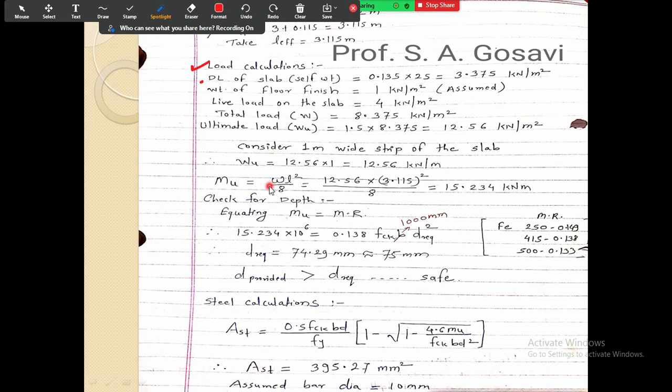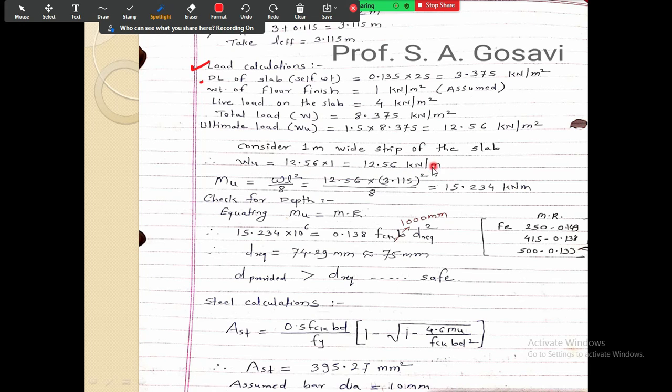So now here you can see after this 12.56 kilonewton per meter, the self weight of the slab is calculated. Then the floor finish is assumed. Then the live load on the slab, this is given in the numerical. So the total load is calculated. After that the ultimate load is calculated. Okay, and then a 1 meter wide strip is considered, and we got this load in kilonewton per meter.